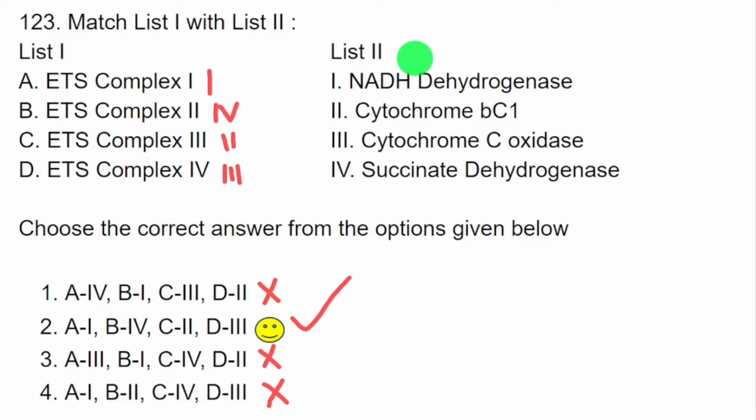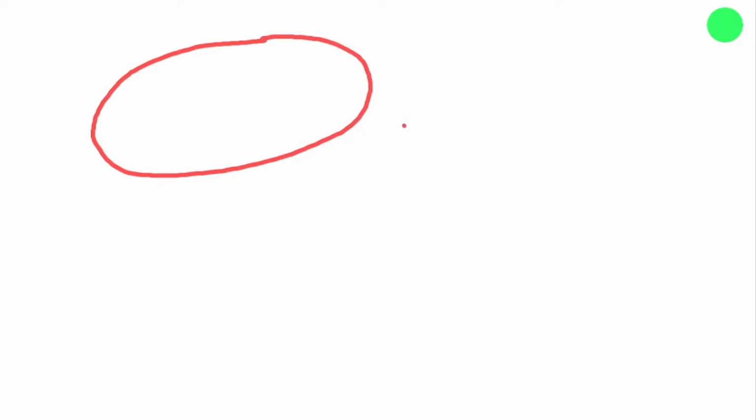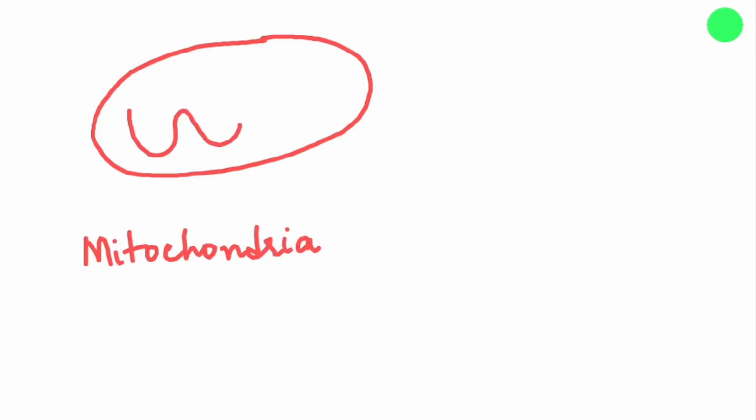So let us understand this ETS chain. ETS is present in which organelle? This is mitochondria, the powerhouse of the cell. Mitochondria is a double membraned structure. The inner membrane is folded like this and it is called cristae. This increases the surface area for the ETS chain.